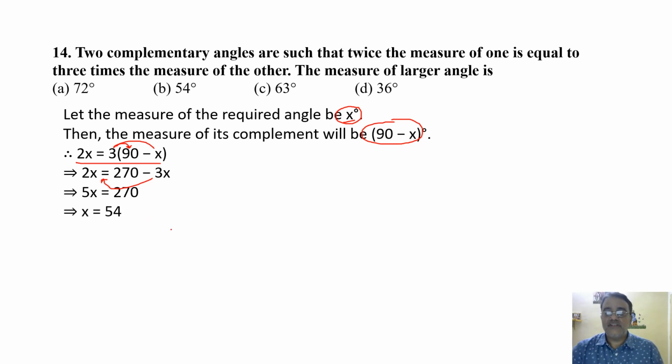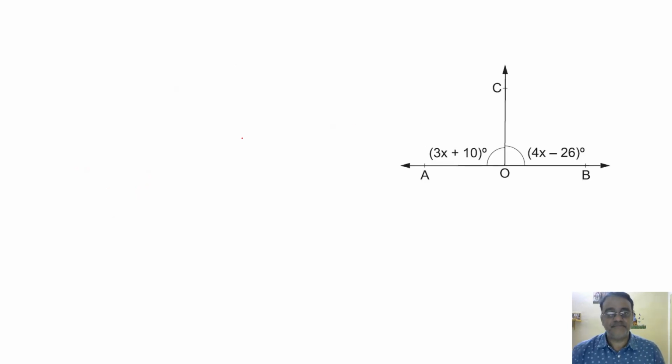So the complement of 54 is 36. Now we have to write the larger angle. So the larger angle is 54 degrees. So the correct option is B. Option B.